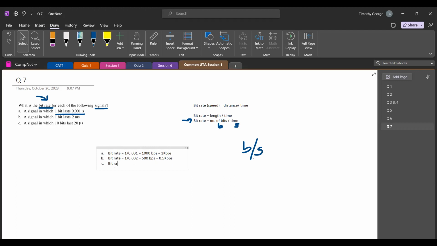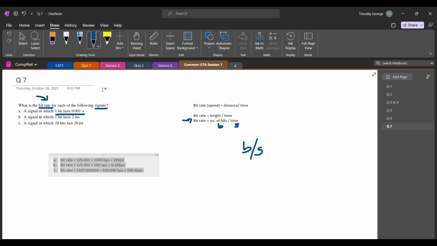Okay, the last one: bit rate is equal to a signal which lasts 10 bits. 10 bits last 20 microseconds. So you have 10 instead of 1, 10 bits and 20 microseconds. So you need to put 6 zeros. It is 500,000 bits per second. So this can be rewritten as 500 kbps. That is your answer.